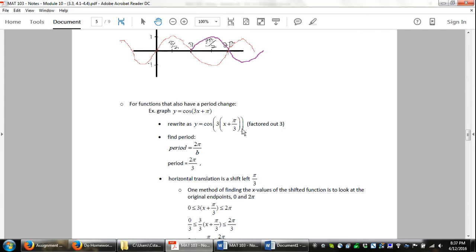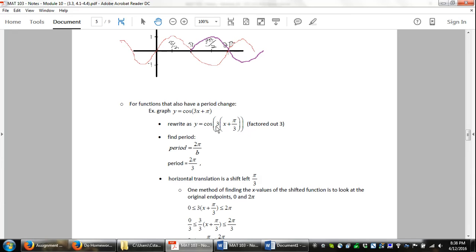So that can be tricky, especially if you haven't factored in a while, and especially when you're not entirely sure why we factored. We factor it this way so we can still apply our rules for dealing with the period, and we can figure out how to do this phase shift. Once we factor it out, our period is just 2 pi divided by this number, this 3. And our phase shift is just this pi over 3 right here.